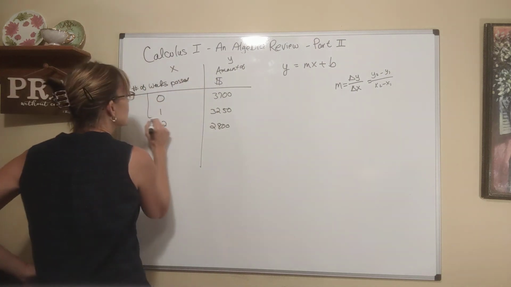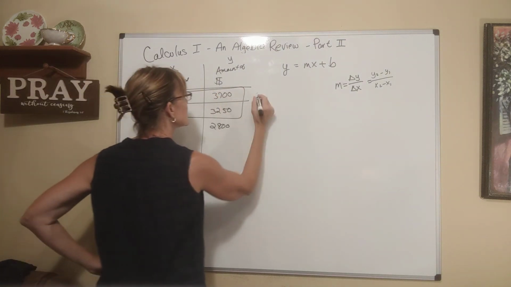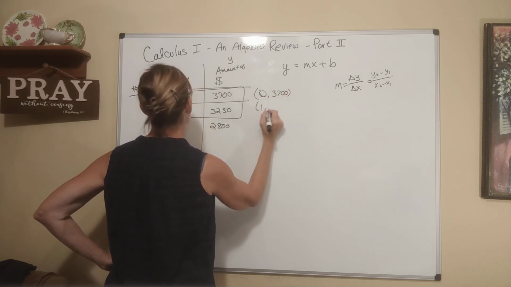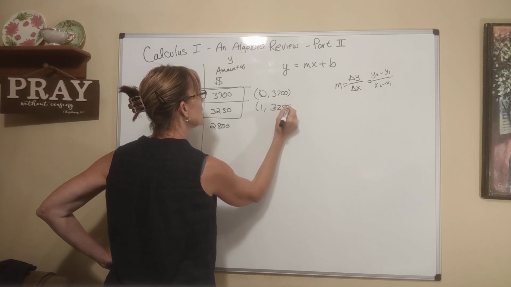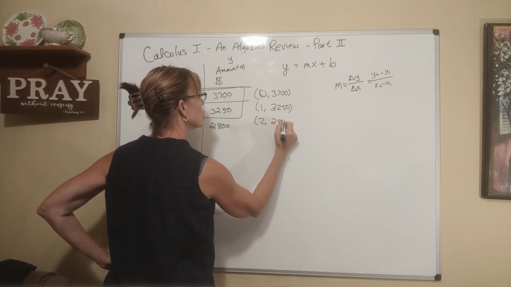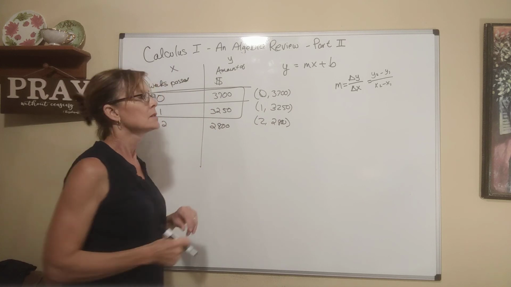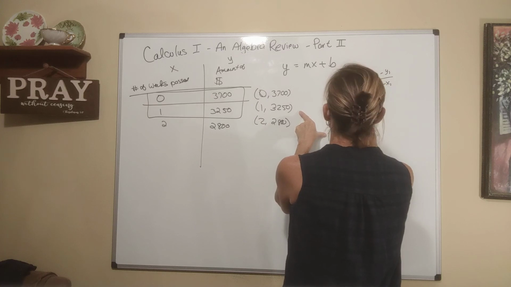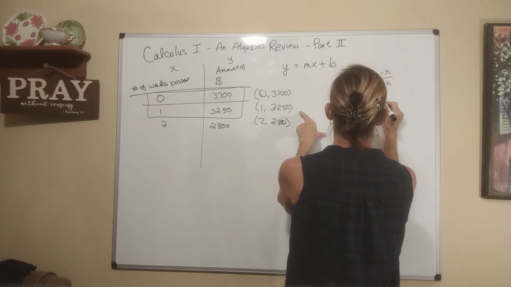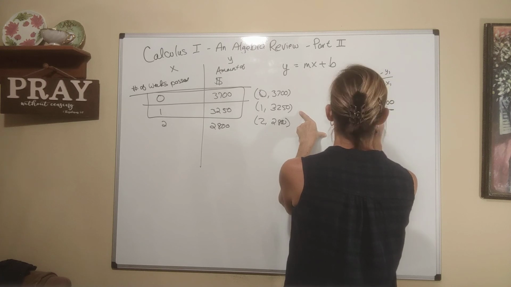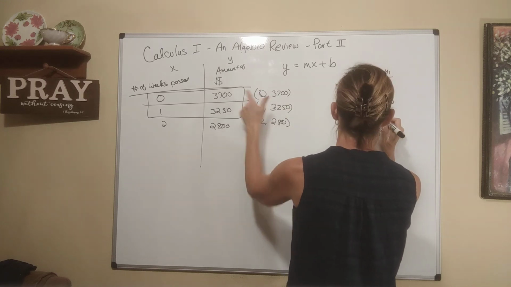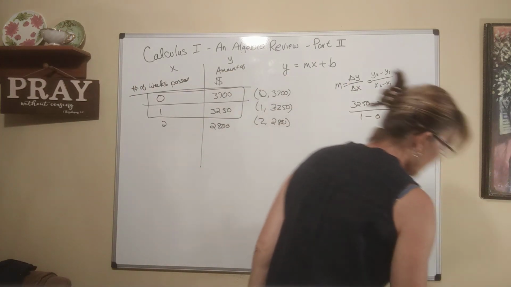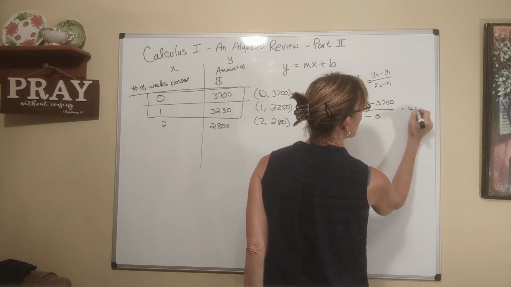I'm going to go for easy. So usually if you use something with a 0 in it, this is easy. These are points, right? (0, 3,700), (1, 3,250), (2, 2,800). These are points, okay? So I'm going to choose the first 2 points. So the slope is going to be 3,250 minus 3,700 over 1 minus 0. This minus this over this minus this. And so that gives me, what number does that give me? That gives me negative 450.